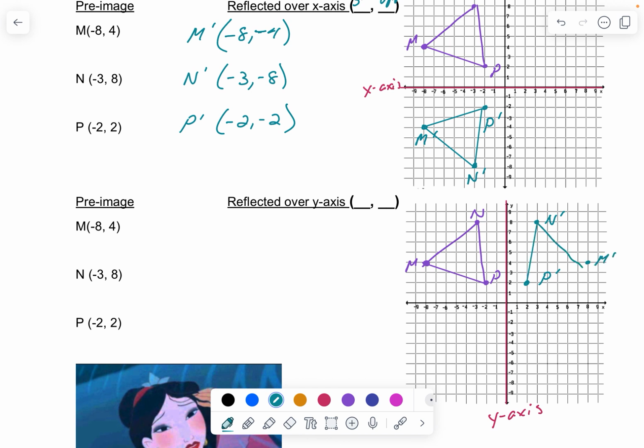So we've got our triangle, our new image. And you can see if you folded that coordinate plane on that red line, they would go right on top of each other. So notice our M prime, N prime, P prime. Now in this case, M prime is at 8, 4. Our N prime is at 3, 8. And P prime is at 2, 2. So notice the y-coordinate stayed the same, and the x-coordinate is the opposite sign in this case.